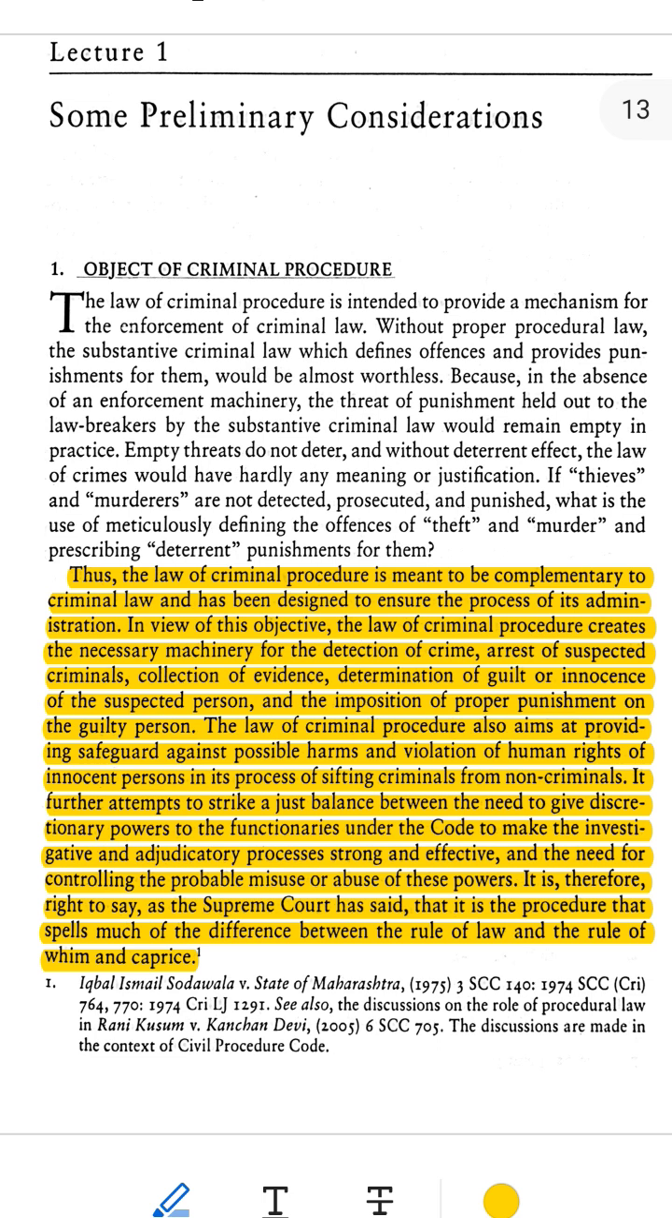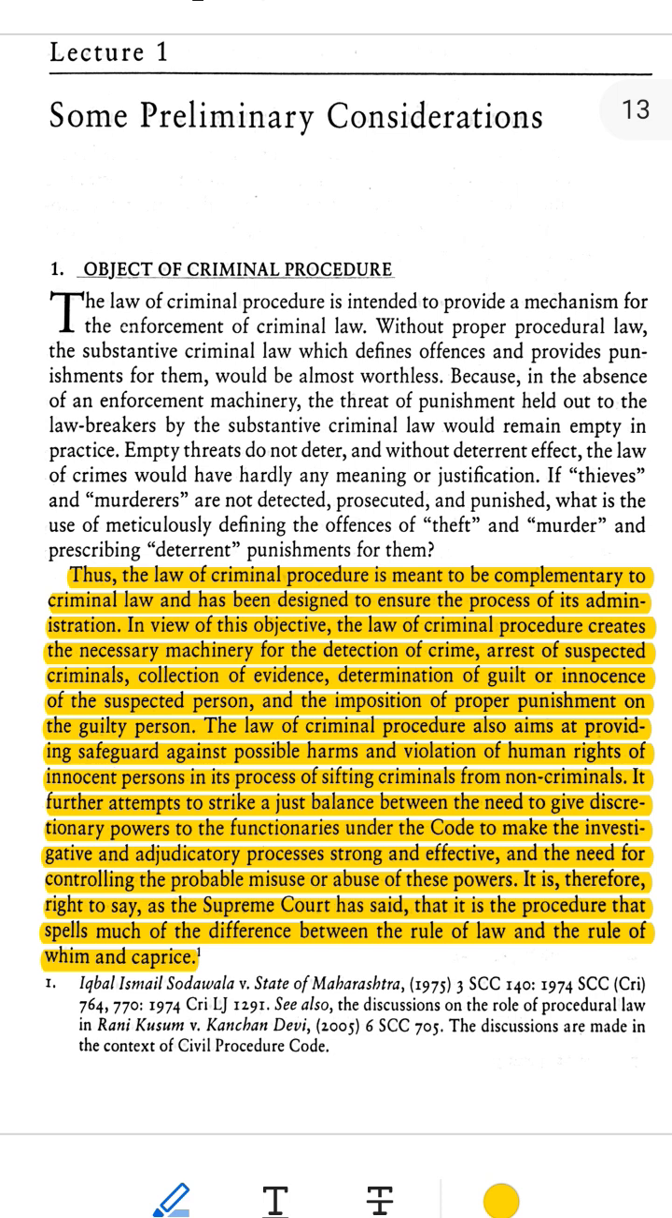Step 1. Detect the crime. This means finding out if a crime happened. Example. If someone's bike is stolen, the police will investigate to see if a theft actually took place. Step 2. Arrest the suspect. This means catching the person who is suspected of committing the crime. Example. If someone is seen stealing a bike, the police might arrest them.